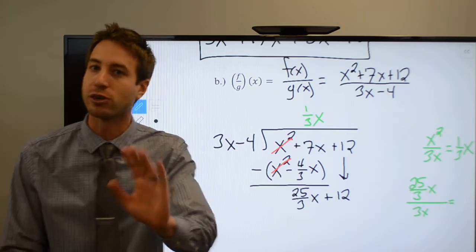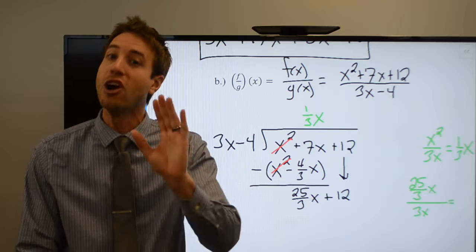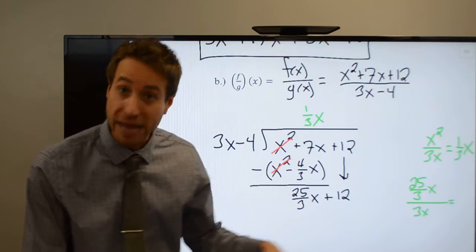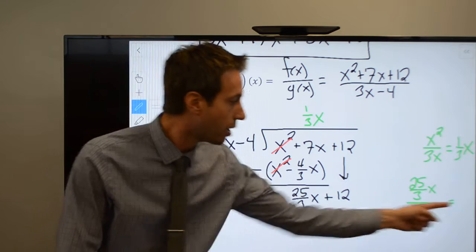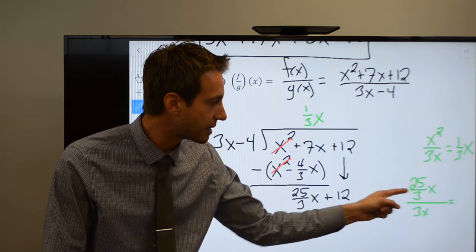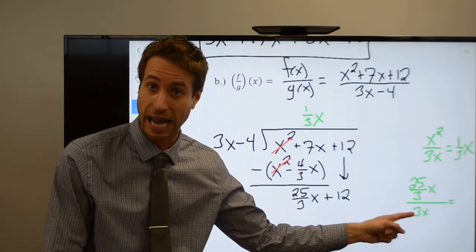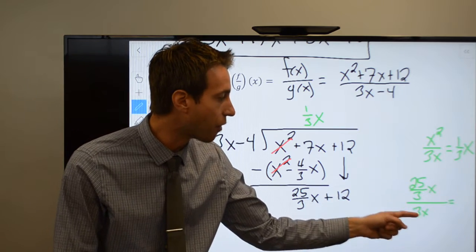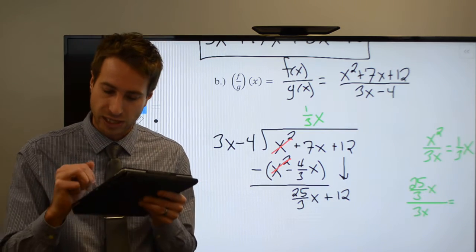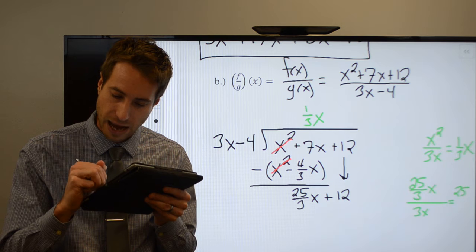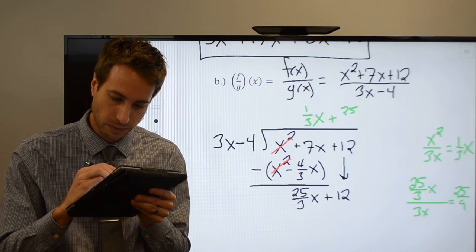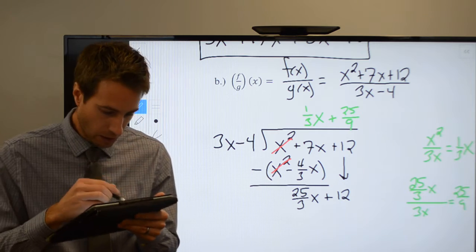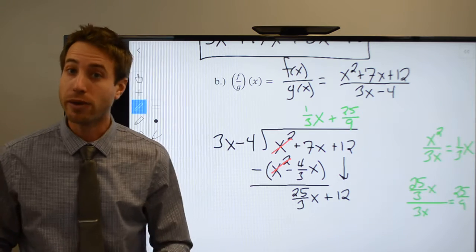25/3 divided by 3. You can certainly do it on your calculator if you want to, but hopefully you recognize this is just a mixed fraction. You have a fraction in the numerator of an overall fraction, which means that denominator just gets dropped down, right? So it'd be 25 over 3 times 3, which is 9. So 25/9. All right, that's step 1, divide.